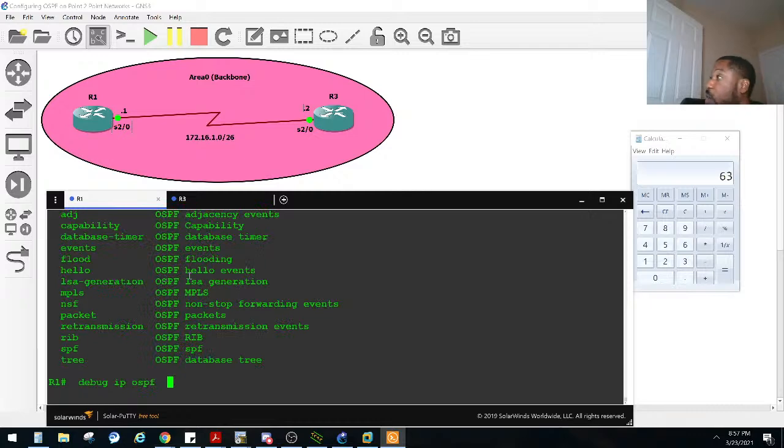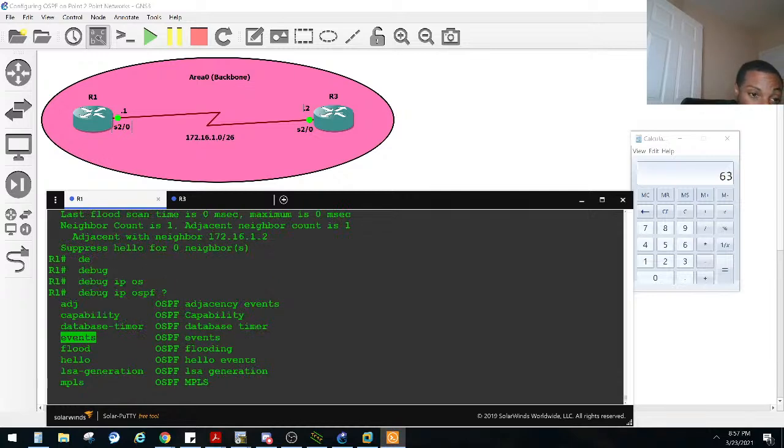What's the command we want to use here? And notice I'm using the question mark. I ain't gonna front for y'all. I don't know every command. There's a million commands on the router. I don't know all of them. So we could do events. That'll process every OSPF event if we want to. We could do the adjacency events, which is probably what we're gonna do.